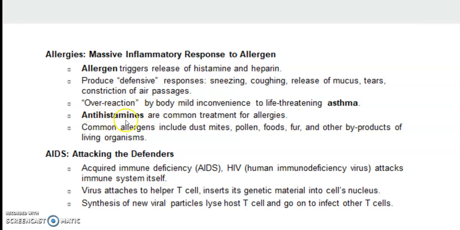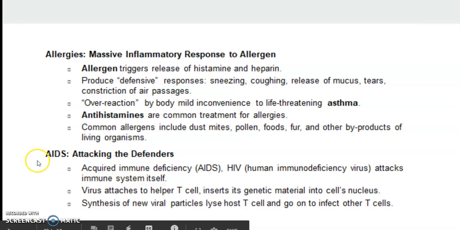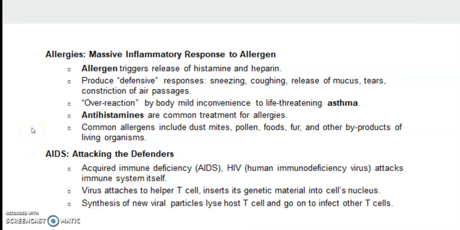All right. And one of the things that happens is it triggers the release of histamine, and that's why we take antihistamines. All right, and the last thing is AIDS, and I think we talked about this, how the problem with AIDS is it attacks the T cells, so then it limits the immune response.